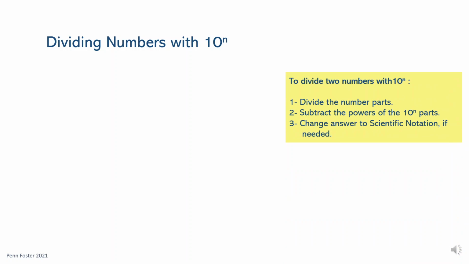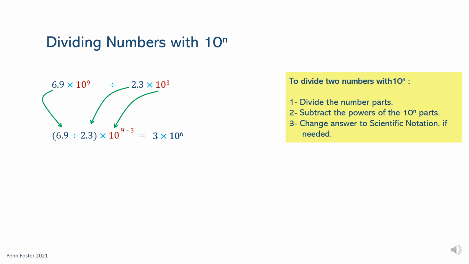Division follows the same rules as multiplication, except that the numbers are divided instead of multiplied and powers are subtracted instead of added. Let's see how to divide 6.9 times 10 to 9 by 2.3 times 10 to 3. First, divide 6.9 over 2.3, which is 3. Then bring in the exponential expression with subtracting the powers, 9 minus 3. The final answer, which happens to be in scientific notation, is 3 times 10 to power 6.